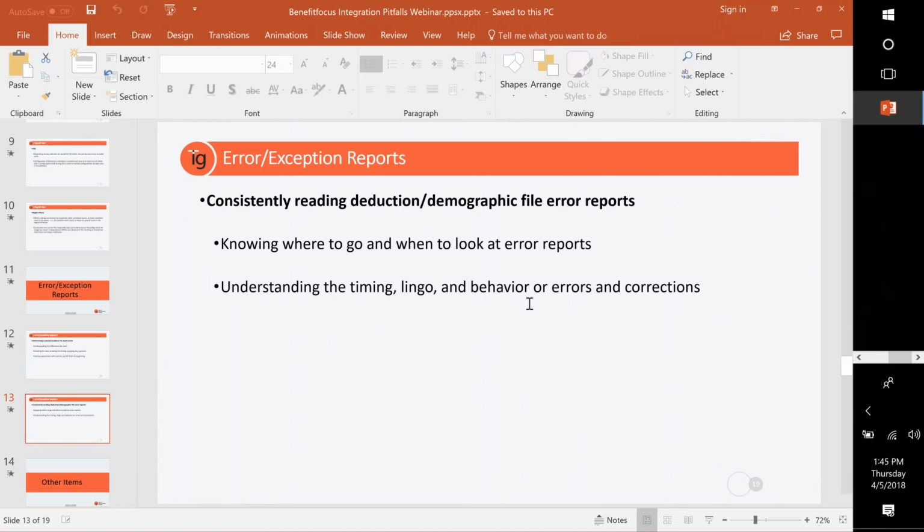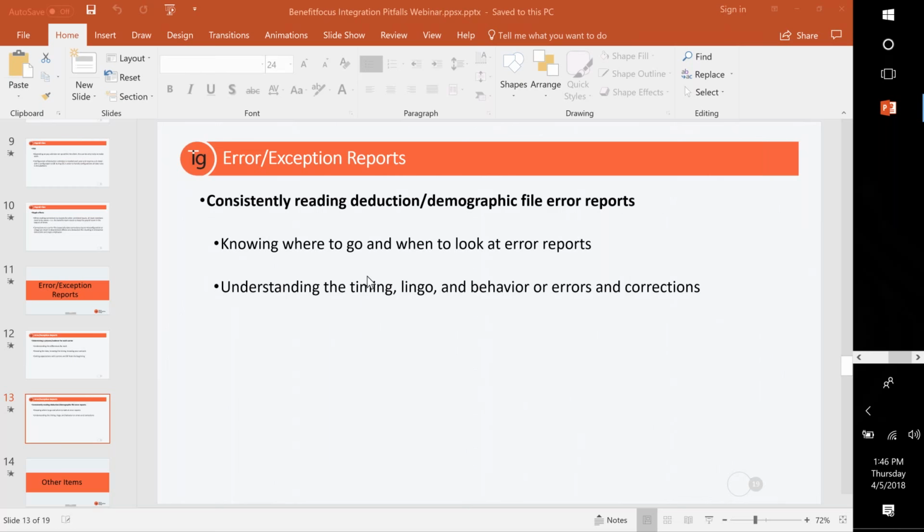This kind of goes into more of what I was talking about, but this also talks about the payroll deduction and demographic file error reports. And when I say knowing and understanding the timing and the lingo and the behavior, a lot of times you'll see that there are changes that are made and you freak out thinking, oh my gosh, I got to fix that. And you go in and fix it. And the very next day it's back.